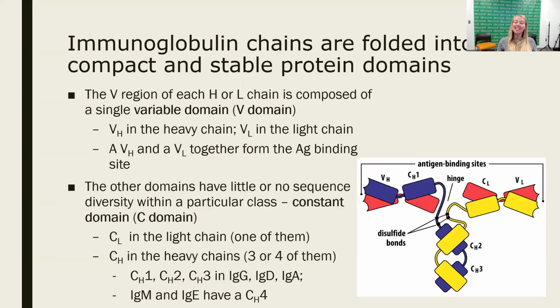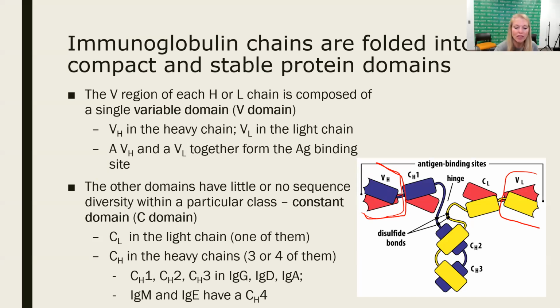Okay, here's another way that we can look at antibodies, and this is what I was starting to do on the other slides: differentiating between the constant heavy versus the constant light and the variable heavy and the variable light. This diagram shows that a little bit better. The variable region of each heavy or light chain makes up that variable domain, right? So we have our variable domain right here and here. That's also where the antigen binding site is found.